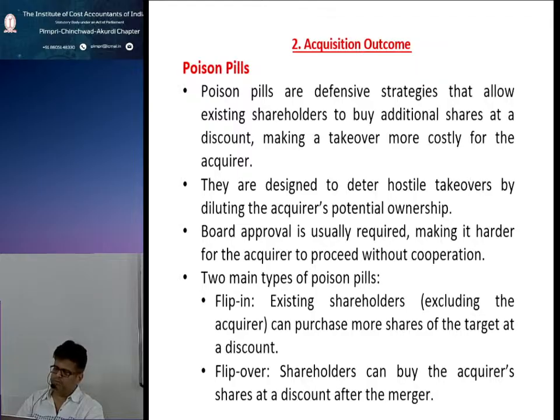Two main types of poison pills are flip-in and flip-over. In a flip-in, existing shareholders, excluding the acquirer, can purchase more shares of the target at a discount, and in a flip-over, shareholders can buy the acquirer's shares at a discount after the merger.